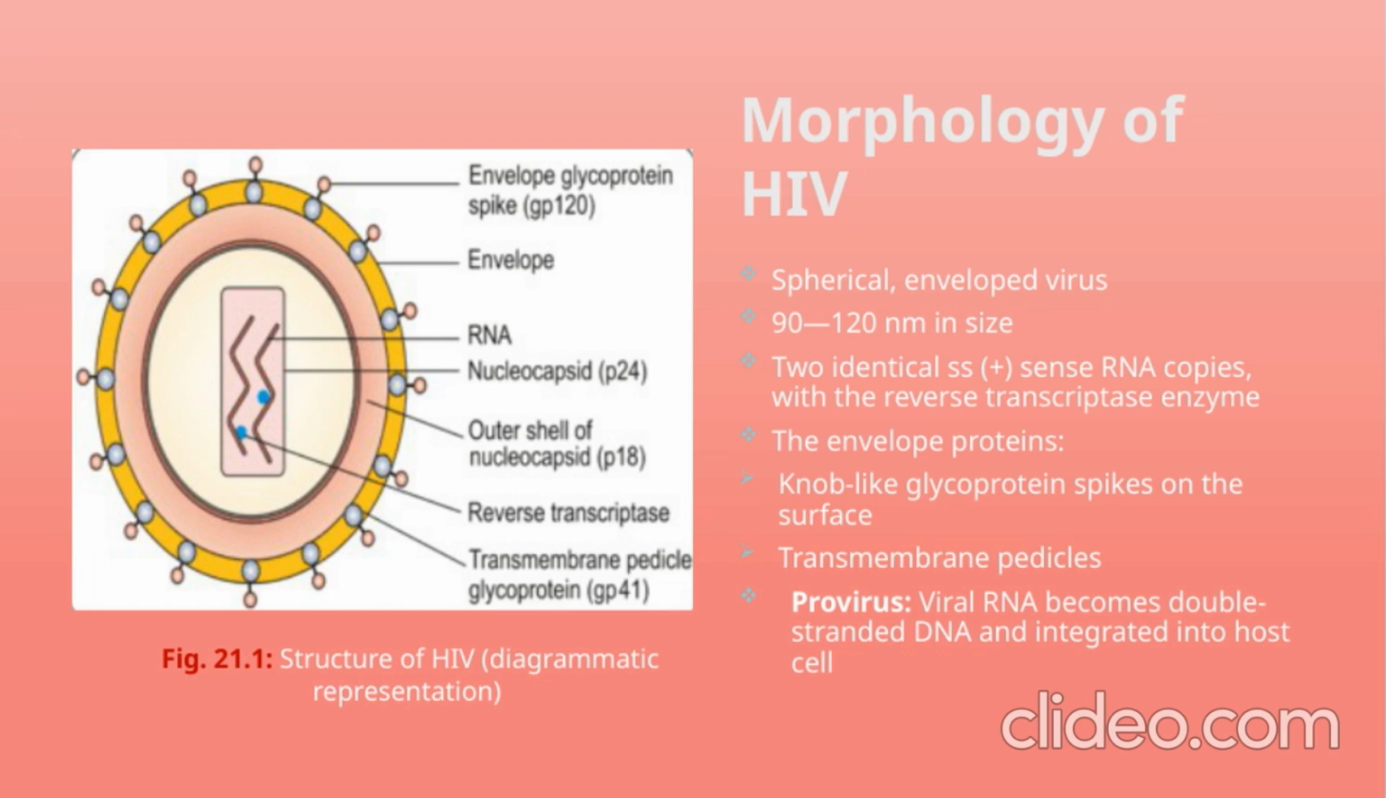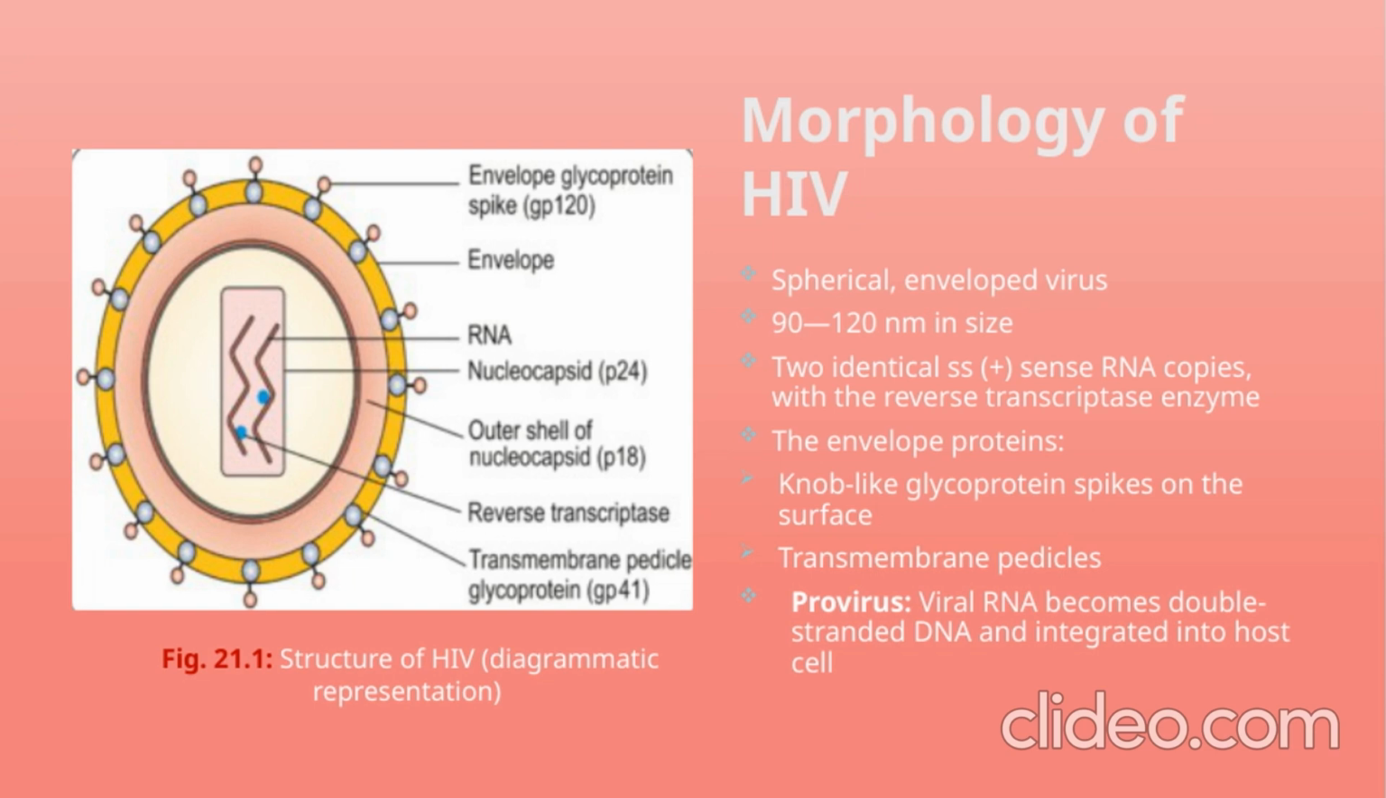On the surface of the virus, you'll notice knob-like glycoprotein spikes. These are essential for the virus to attach to and enter host cells. Additionally, there are transmembrane pedicles, which span the viral envelope and play a role in the virus's interaction with host cell membranes. Once inside the host cell, the viral RNA is reverse transcribed into double-stranded DNA, a process that transforms the virus into a provirus.